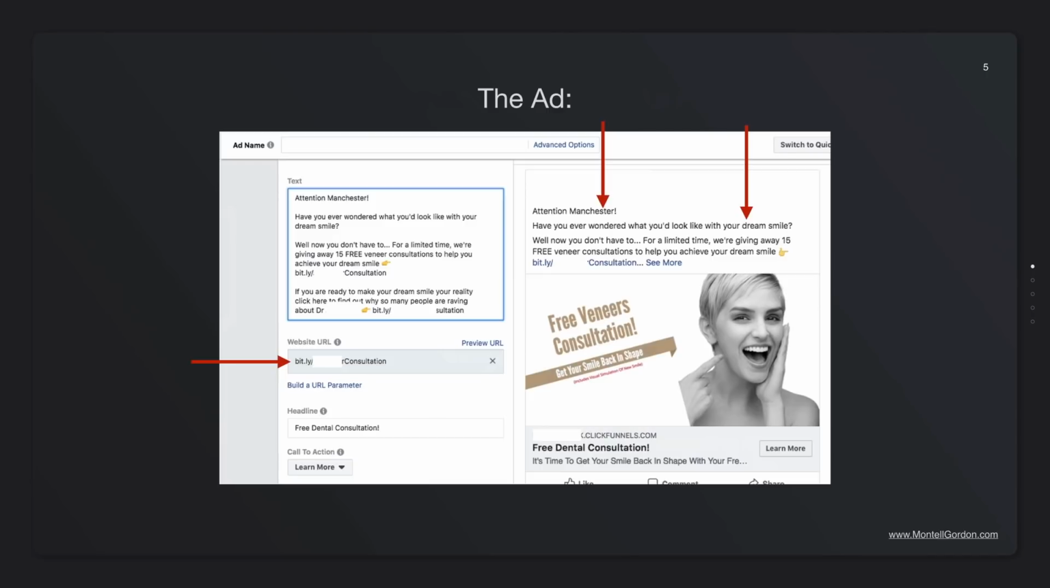So if we look at the actual ad creative itself, the actual image, we can see in big bold writing what it actually is. It's a free veneers consultation, get your smile back in shape. And then we said that this includes a visual simulation of your new smile. So the dentist that I was working with gives you a digital simulation of what your teeth could look like in the future after treatment.